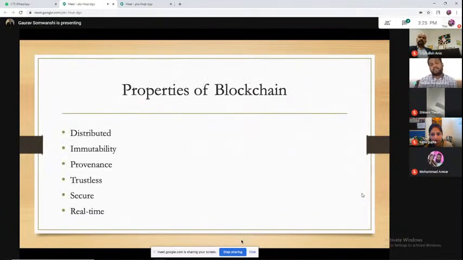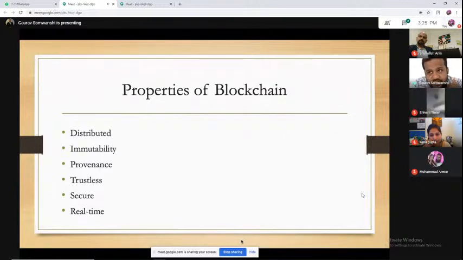Okay, so what are the properties of blockchain? It's distributed, it's immutable. Distributed, as we see, because it's present in many locations. It is immutable because we saw that you cannot really change it. Provenance is just a fancy word for saying that we can provide a track record. For example, whenever you order something from Flipkart or Amazon, you can check on your delivery app how far the delivery has come, at what center it is. So that is provenance. Provenance is just seeing the track record.